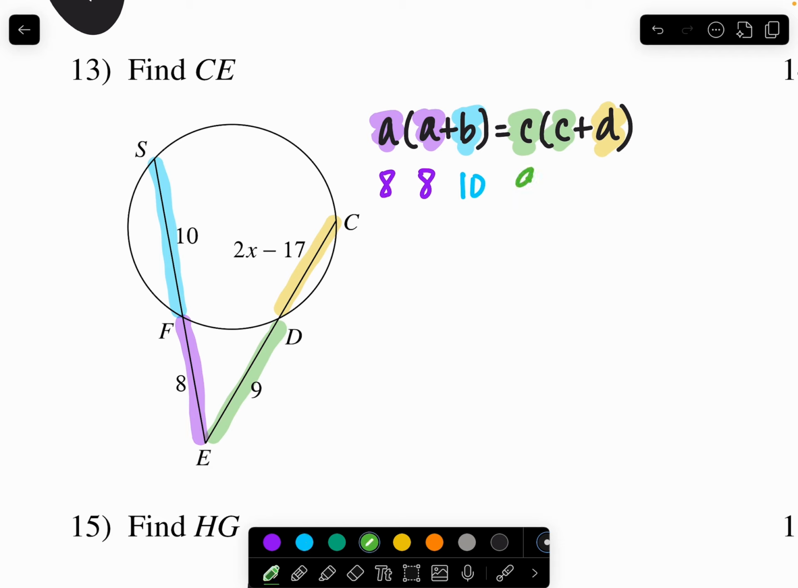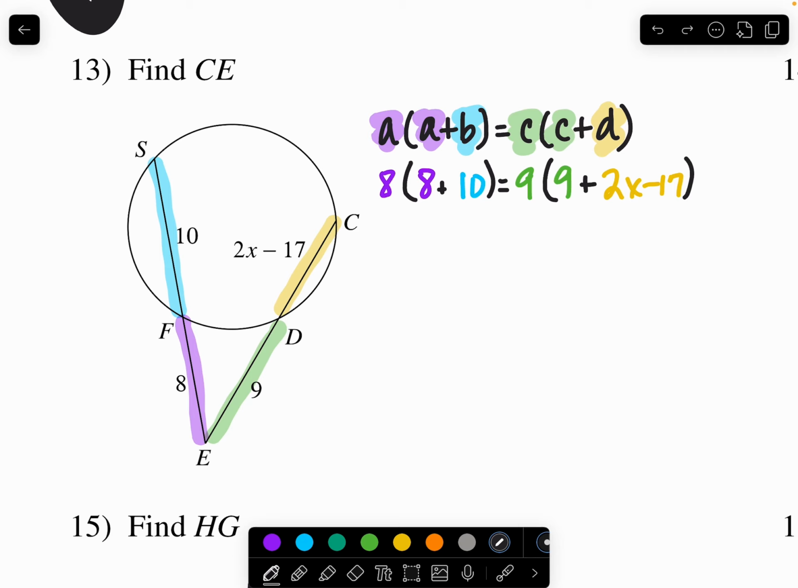All right, so A is 8, B is 10, C is 9, D is 2x minus 17. Again, you could put the 2x minus 17 in parentheses, but we're not distributing the 9 because that plus, it's not multiplying. So we don't need the parentheses there. And again, we don't need the parentheses there.